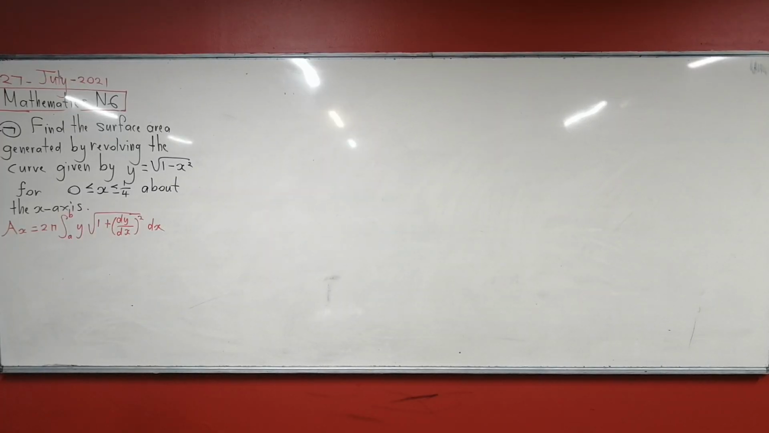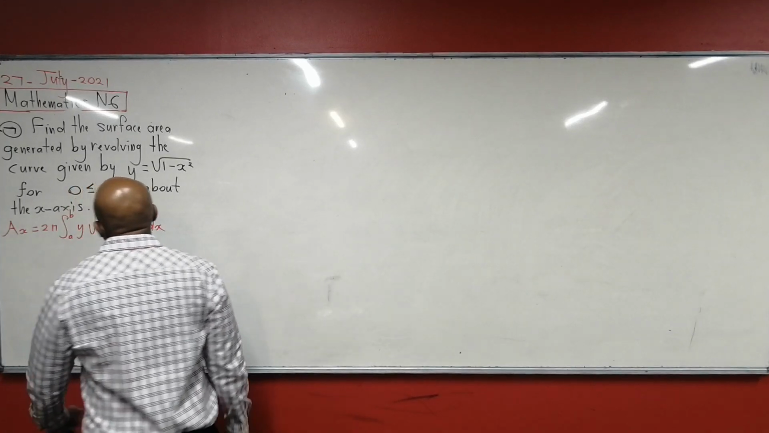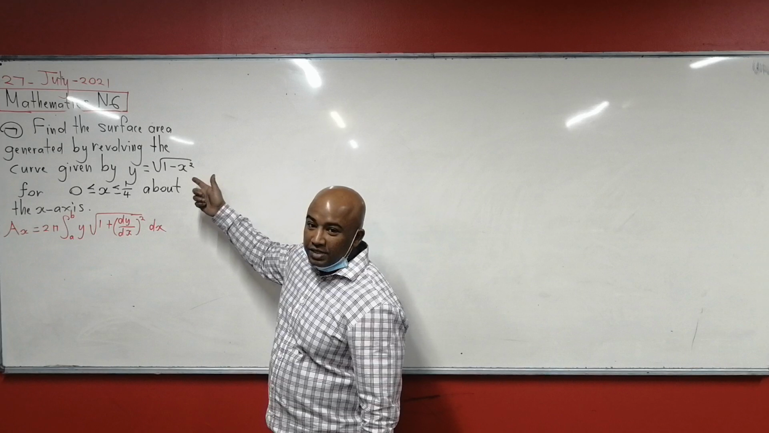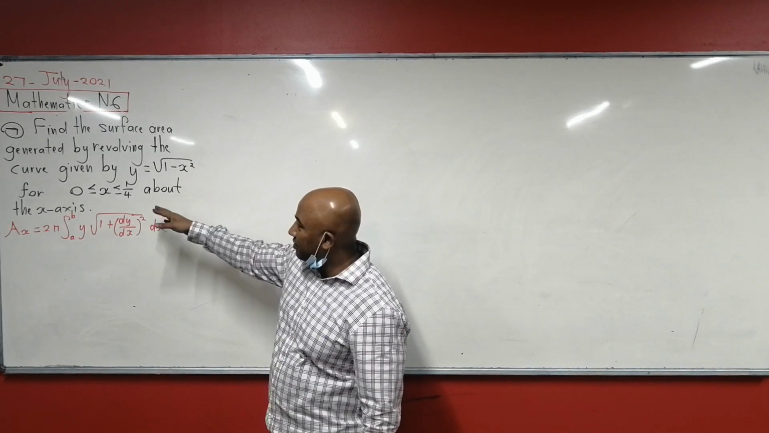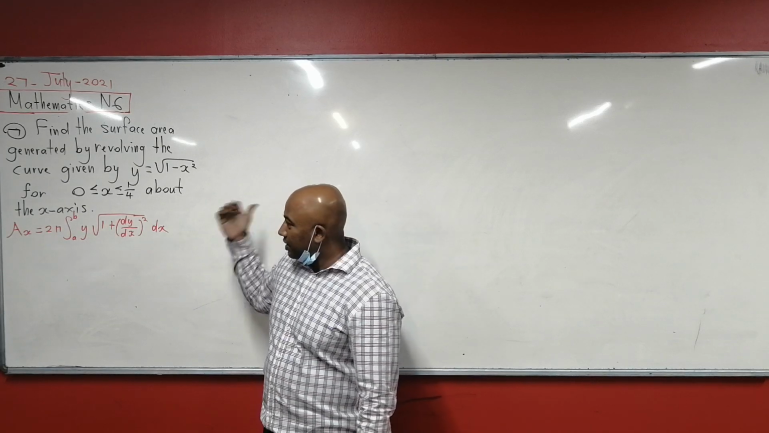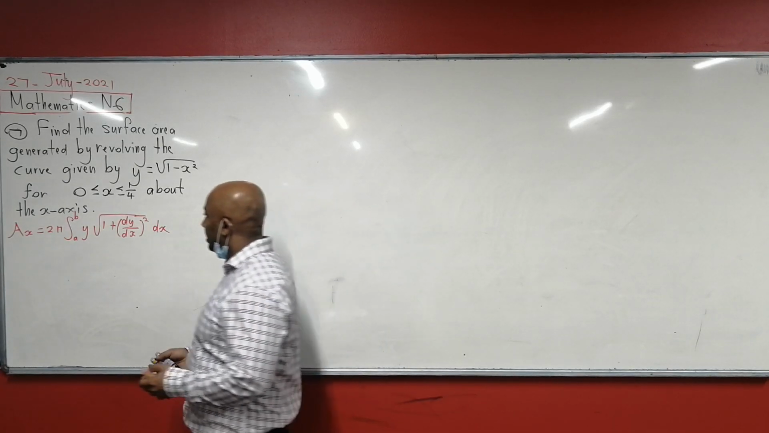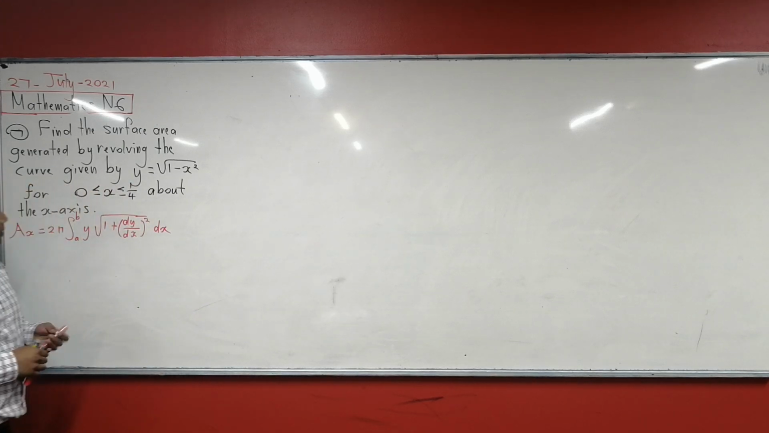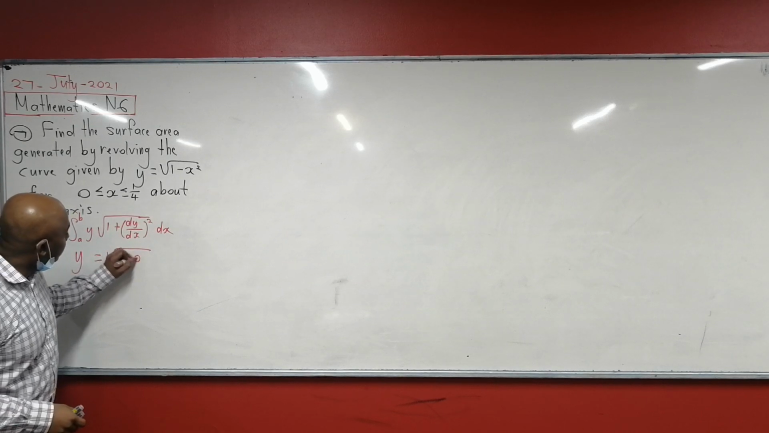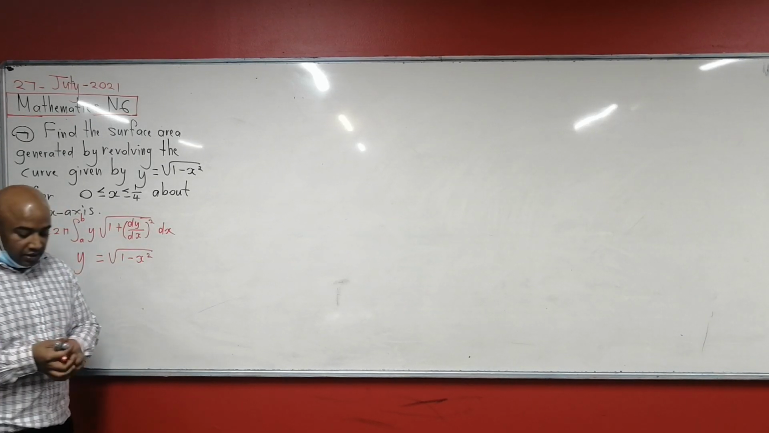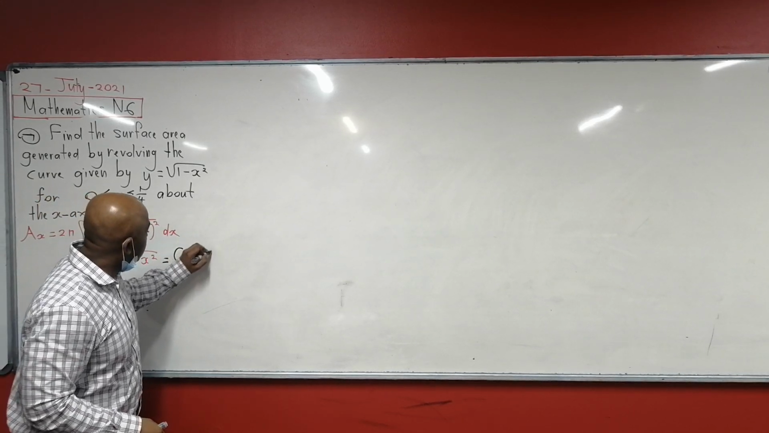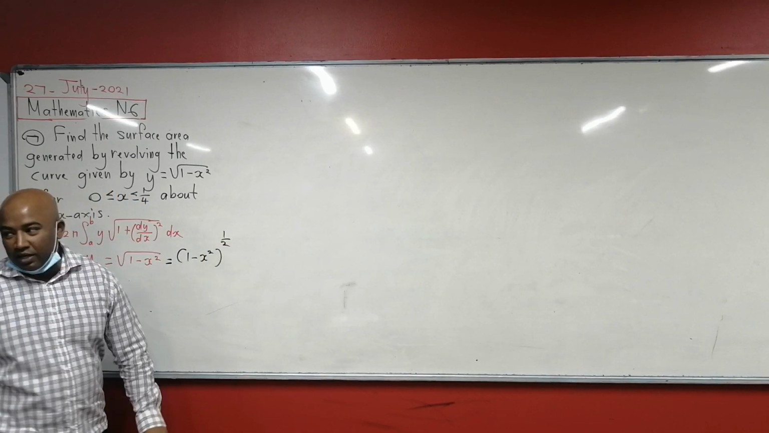Alright, so let me start with this one. Find the surface area generated by revolving the curve y is equal to the square root of 1 minus x squared from 0 to 1 over 4. Similar to the previous one about the x-axis. Right, so now let's see what we have here. We got y is equal to the square root of 1 minus x squared, which is equal to 1 minus x squared to the power half.